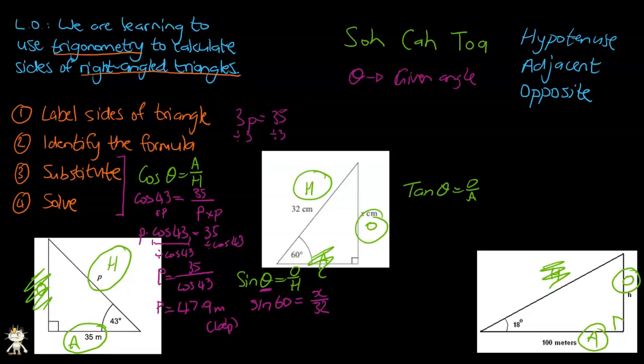This algebra will be a bit easier to solve than the first one, because when the letter's on the top, it's normally easier to solve. We get rid of that divide by 32 by doing times 32. So that means 32 times sine 60 will be equal to x. We then get our trusty calculator to finish that off: 32 times sine 60. Hopefully you're getting 27.7.